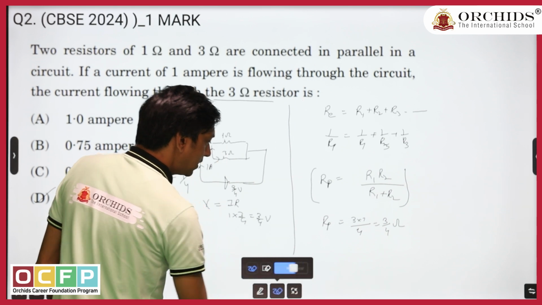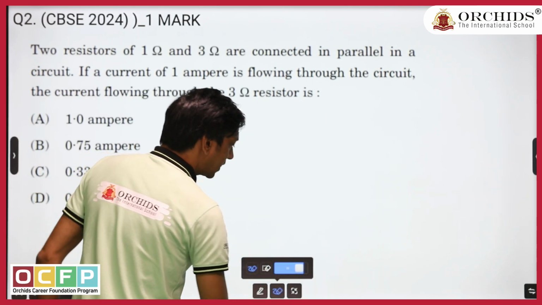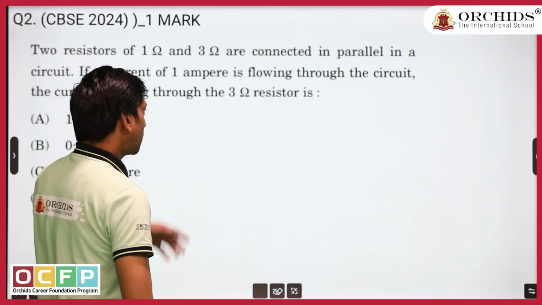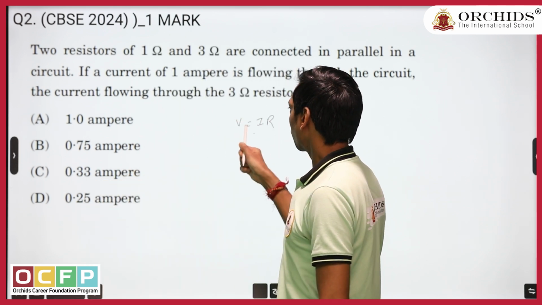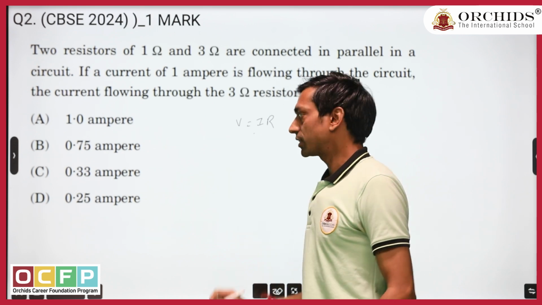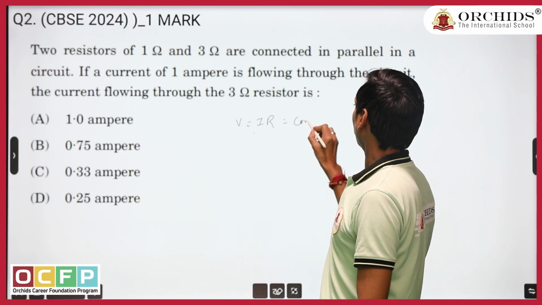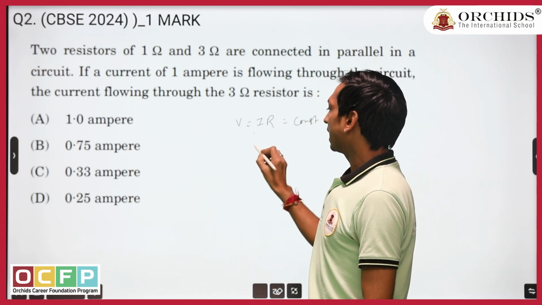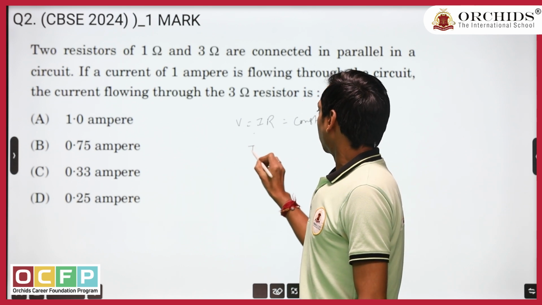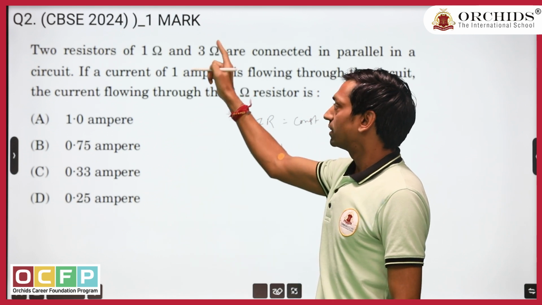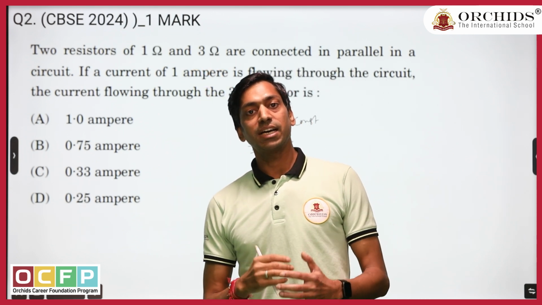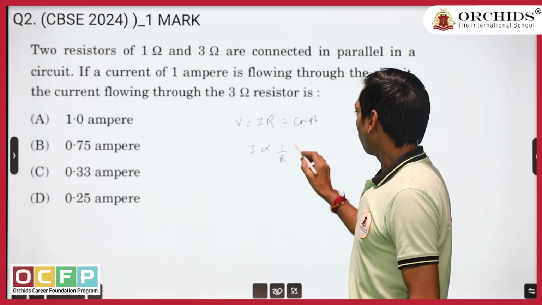The second method is the method of ratios. We know Ohm's law, V equal to I into R, and in parallel the voltage will remain constant. So I can say the product of these will be constant, and from there I is inversely proportional to resistance. In my question, the resistances of the two resistors are given, meaning I can find the ratio of the resistance. Why am I finding the ratio?